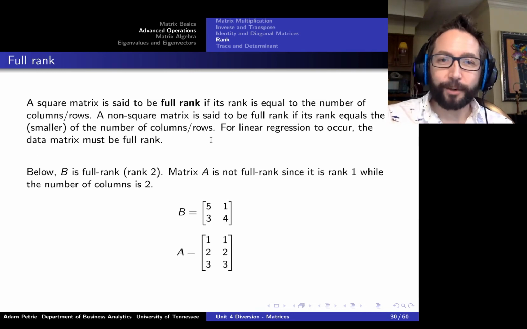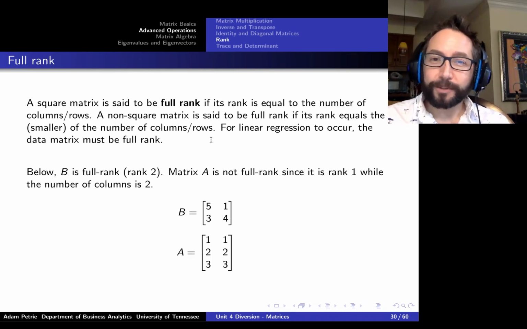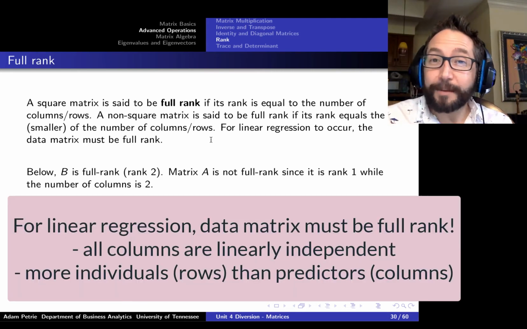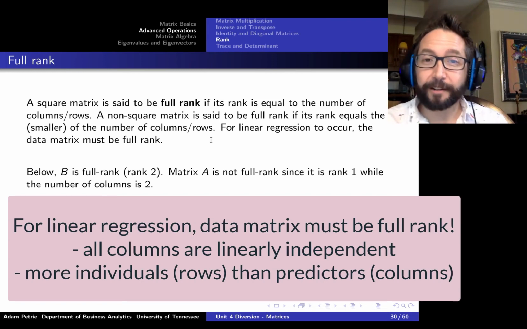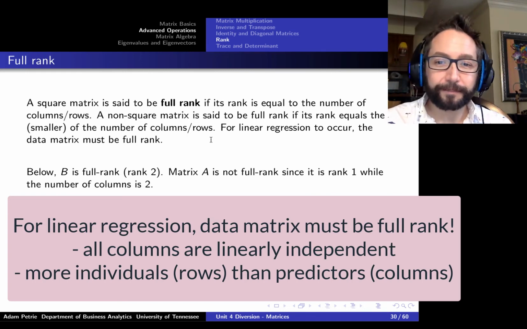So when we have a square matrix, we say it's full rank when the rank is just equal to the number of columns or the number of rows. If we're dealing with a non-square matrix, it's going to be full rank as long as the rank equals the smaller of the number of rows or columns here. And for linear regression to occur, like what I've been saying, the data matrix has to be full rank. So we have to have more individuals than characteristics. We need more rows than columns. And then we also need to make sure that the columns are all linearly independent of one another.